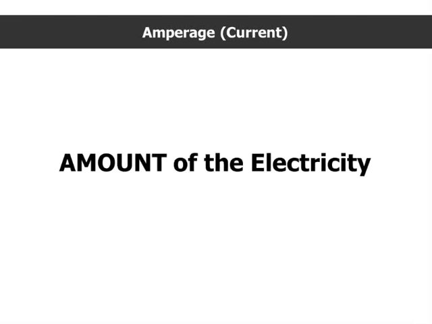Another term you'll hear frequently with reference to electricity is that of current or amperage. And this has to do with the amount of electrical energy flowing through the circuit. We talked about voltage being analogous to force. This is just the volume or amount that's running through a particular electrical circuit.